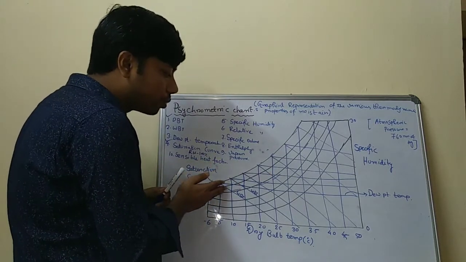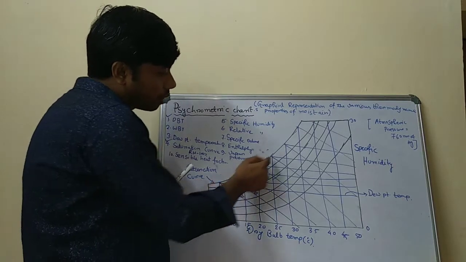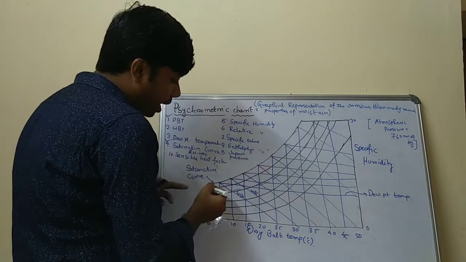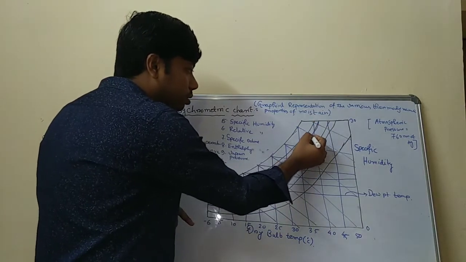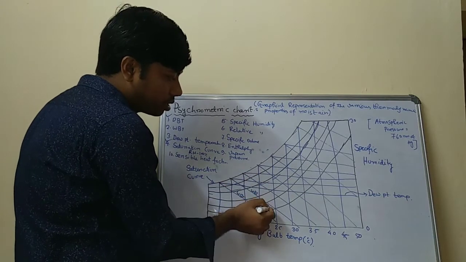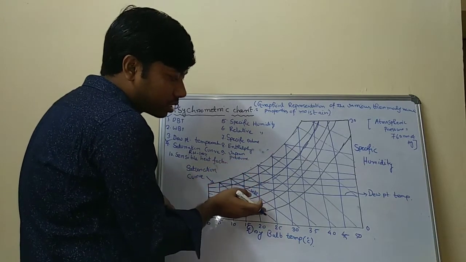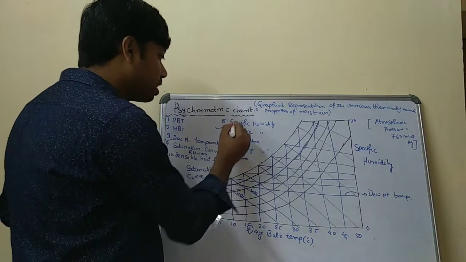And if you go in this chart, this black line is a curved line. As you go down this line, relative humidity decreases. If you go upwards, relative humidity increases. So these are the relative humidity lines.